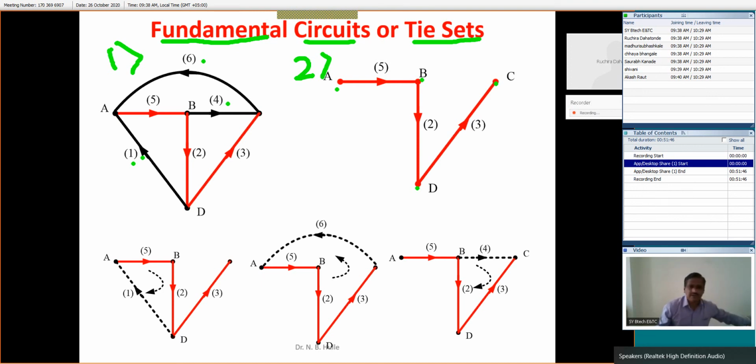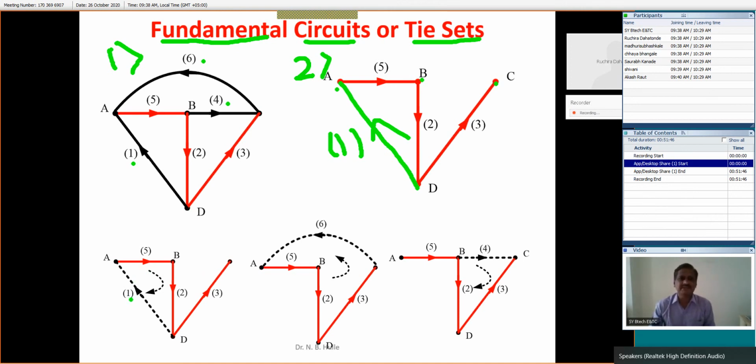We are placing one co-tree branch at a time. Suppose, for example, I am putting this co-tree branch number 1 here. Now look at it. There is the formation of a loop, and this loop is nothing but the tie set, which I have shown here in this particular figure.